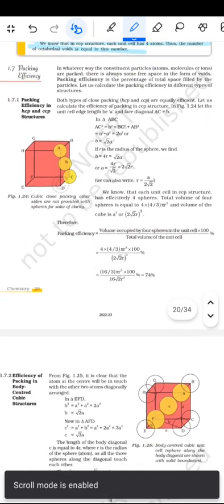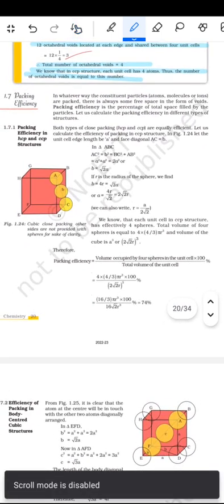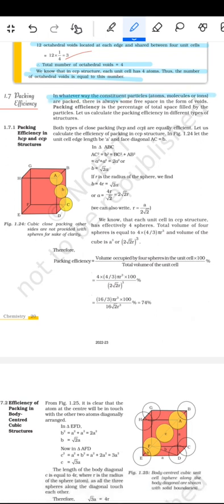अब अगर पैकिंग एफिशिएंसी की बात करें तो एनसीईआरटी कहता है कि in whatever way the constituent particles, atoms, molecules or the ions are packed, there is always some free space in the form of the voids. Packing efficiency is the percentage of the total space filled by the particles. Let us calculate the packing efficiency in the different types of the structure. तो पैकिंग एफिशिएंसी अगर हमको निकालना होगा HCP में तो HCP में जो पैकिंग एफिशिएंसी आता है वो आता है 74%. ठीक है, डायरेक्टली याद कर सकते हैं. Cubic close packing sides are not provided with the spare for the sake of clarity.